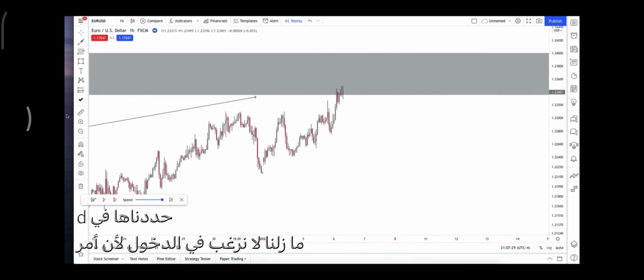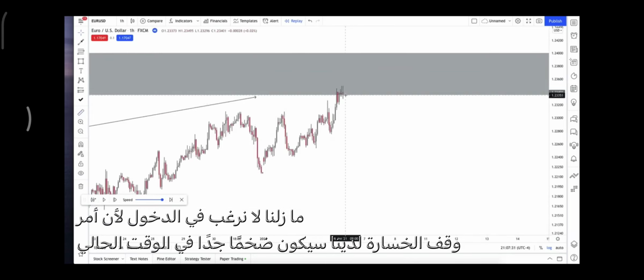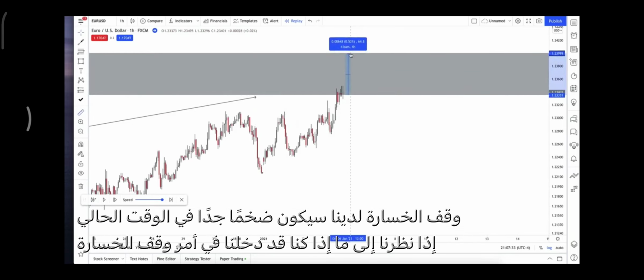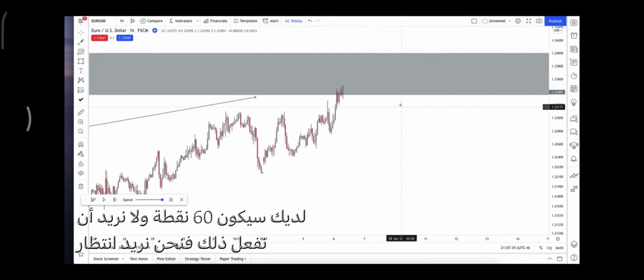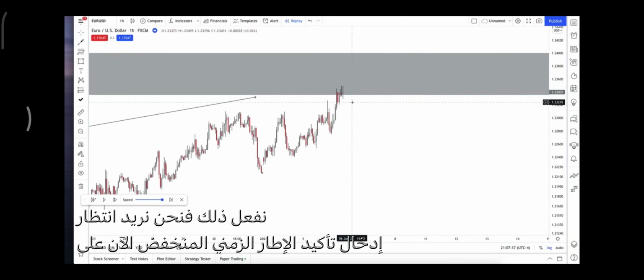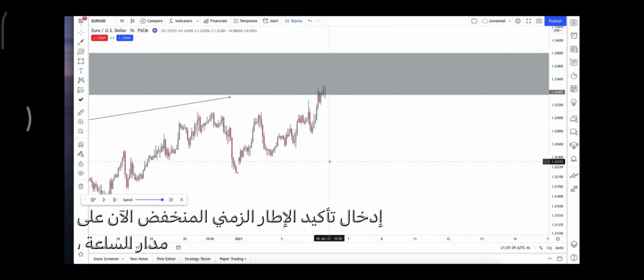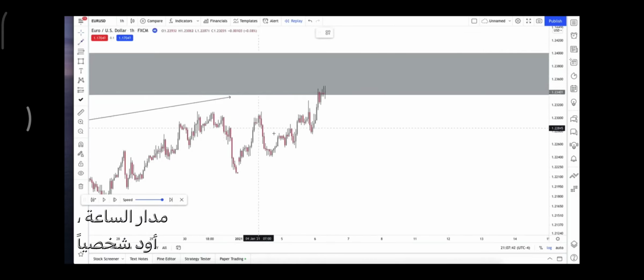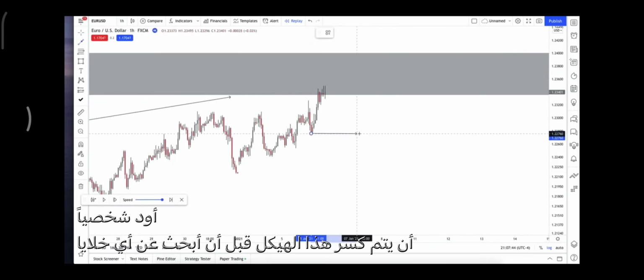we still don't want to enter because our stop loss will be way too huge, right? Now if we entered, our stop loss would have been 60 pips. We don't want to do that. We want to wait for a lower time frame confirmation entry, right? Now on the hourly, I would personally like this structure to be broken before I look for any sells, right?